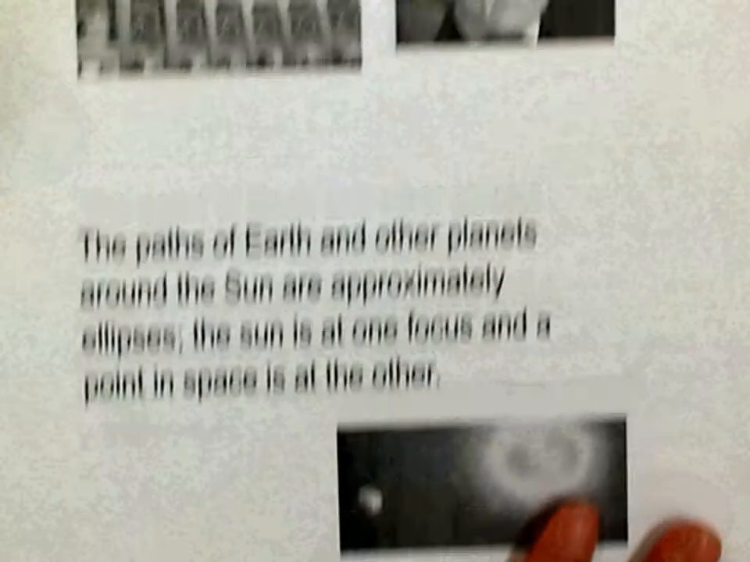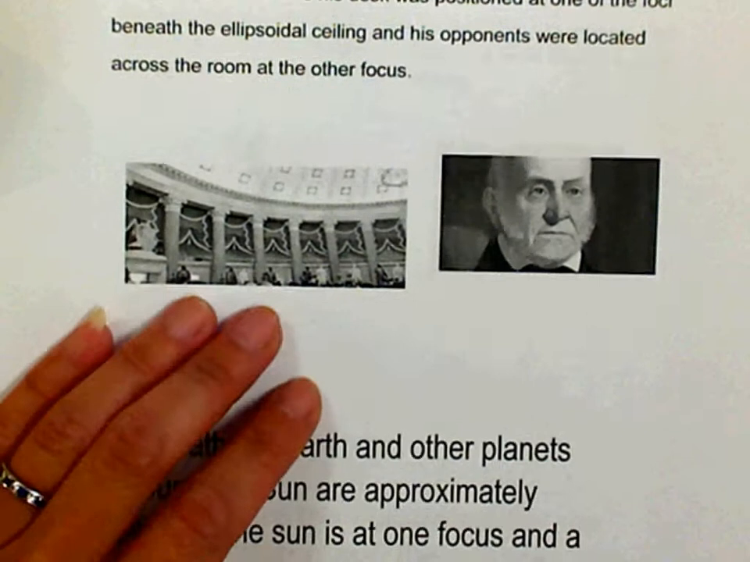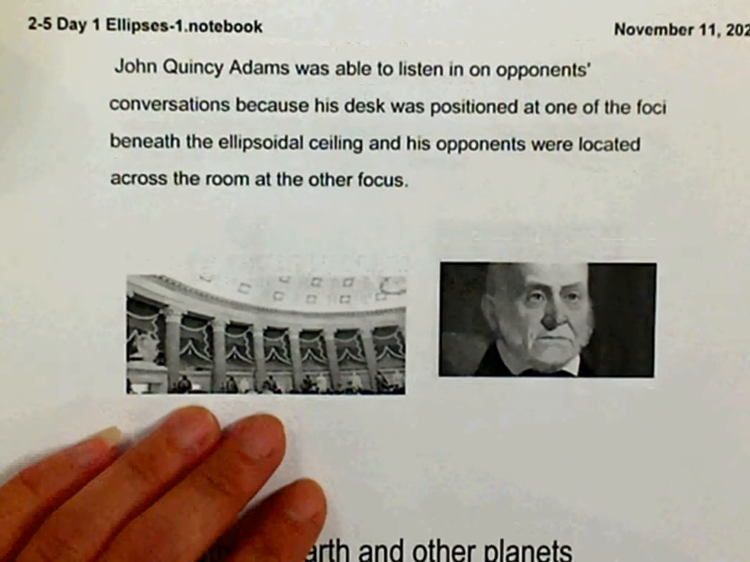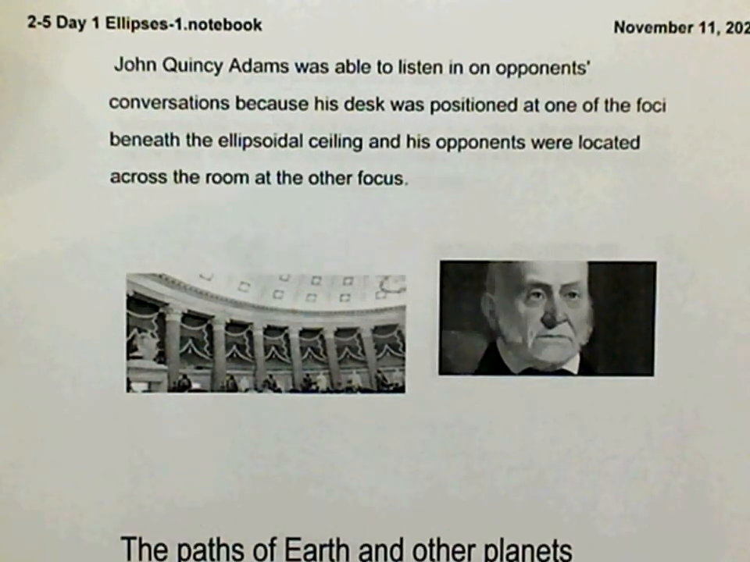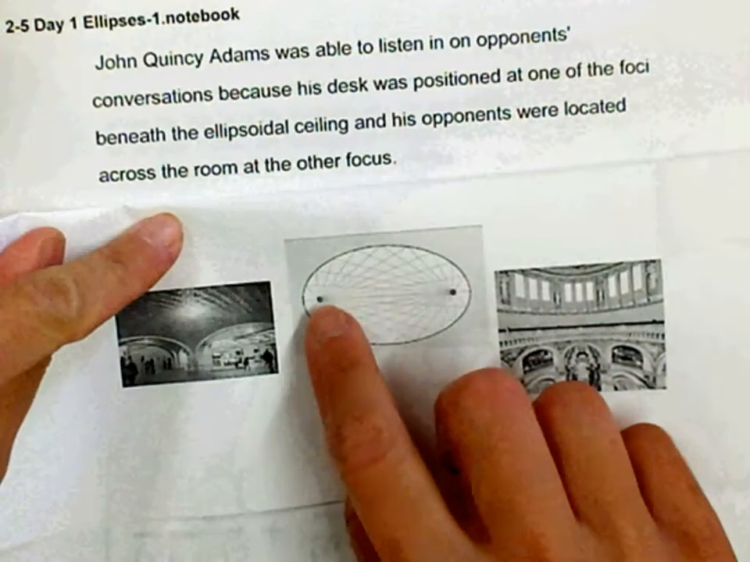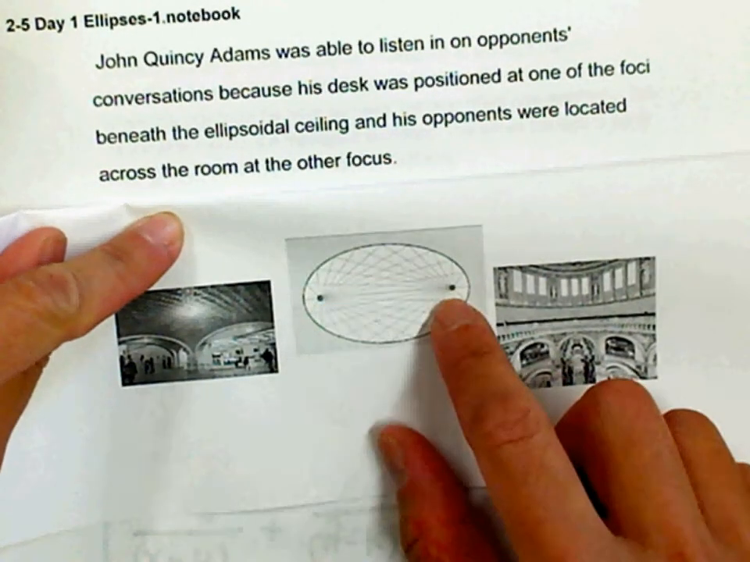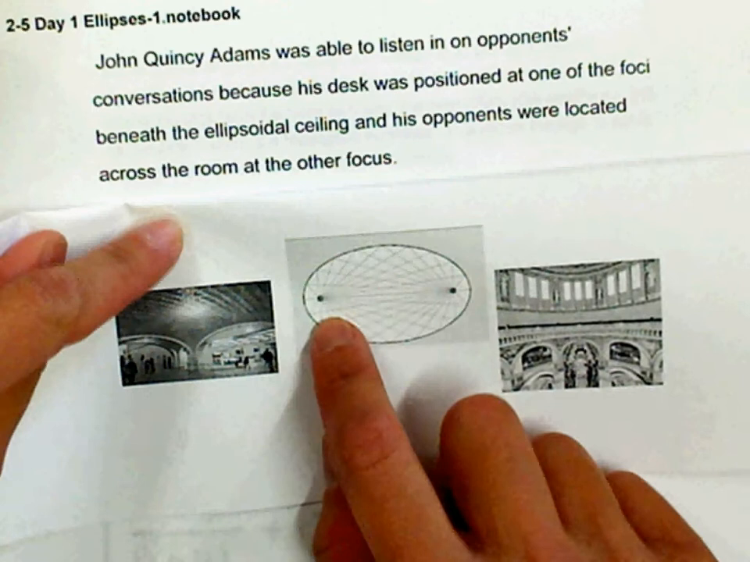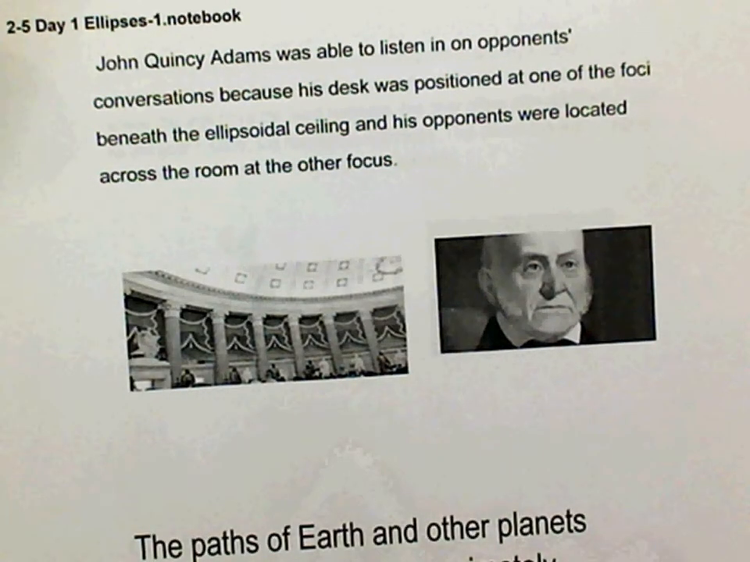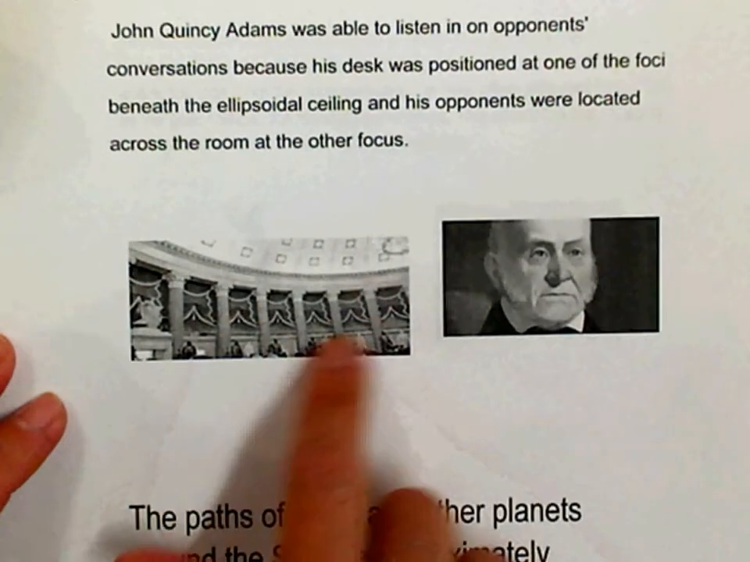Another example would be John Quincy Adams. He was able to listen to his opponents' conversations because his desk was positioned at one of the foci beneath the ellipsoidal ceiling, and his opponents were located across the room at the other focus. Kind of like this room right here. So if his desk was here and his opponent was here, everything they whispered, he could hear. Okay? Alrighty. There is the rotunda, and there's John Quincy Adams.